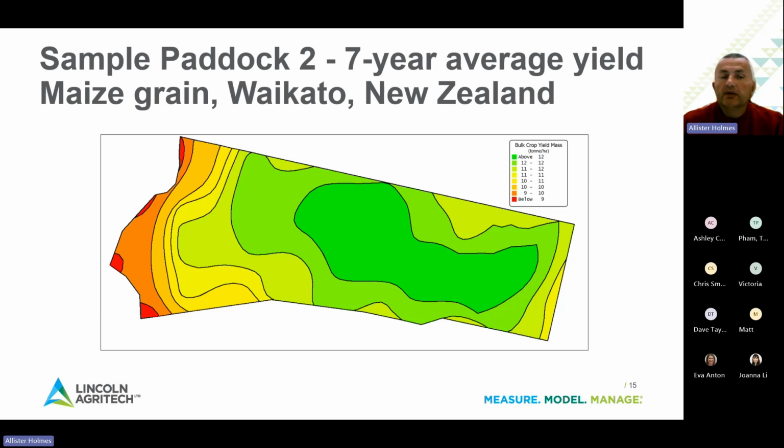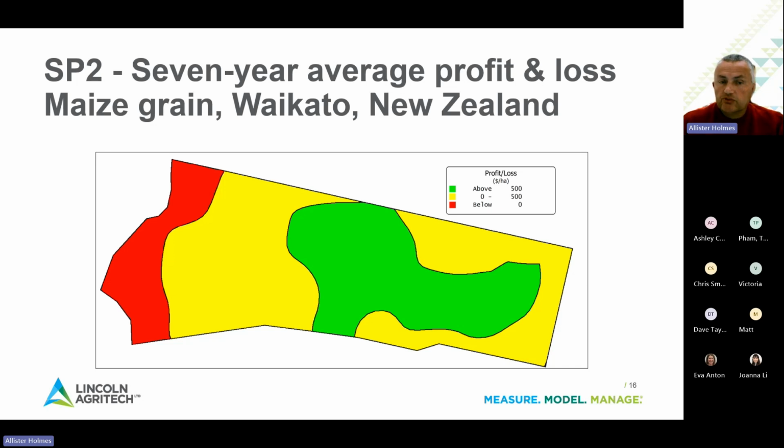Okay, so what does this mean for the grower? If we map this out into profit and loss, now bear in mind, this is showing the average profit and loss over 7 years. So it's not just a one-off, it's not just an odd season where it was very dry or very wet or the pukekos got into it. This is the average profit and loss over 7 years. And in this red area here, the average year the grower lost money in that area.